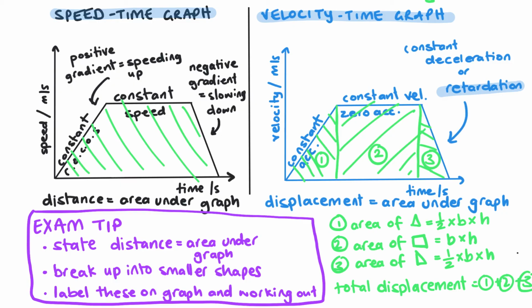So usually in the exam, you'll get a mark for stating that the displacement or the distance is equal to the area under the graph. There'll usually be a mark for working out the areas, and then there'll be a mark for adding them all together.